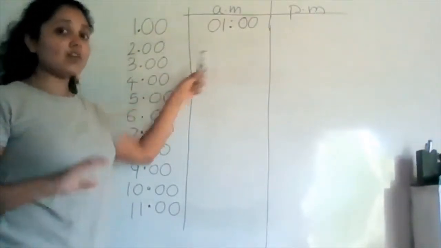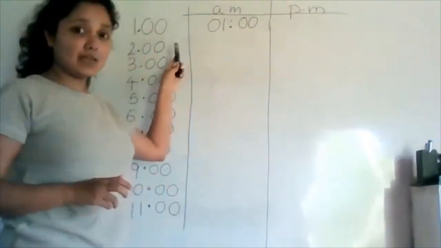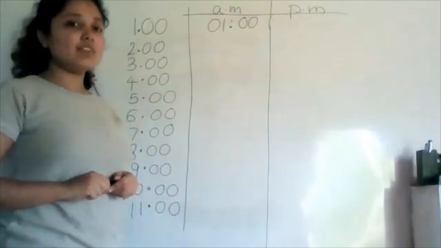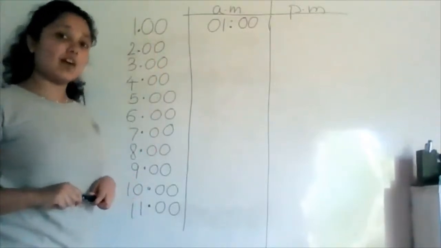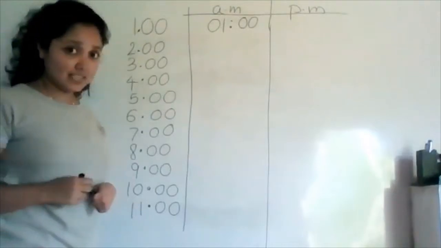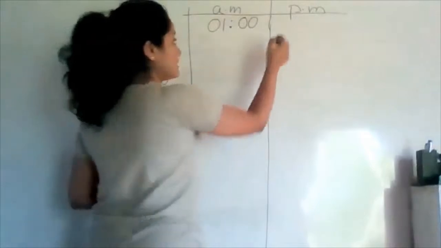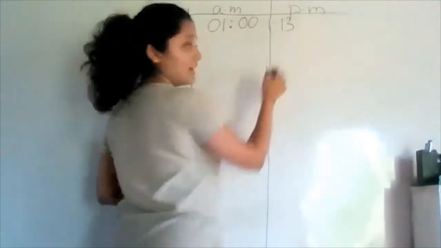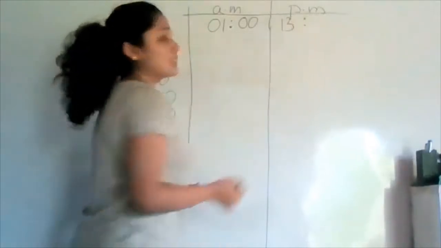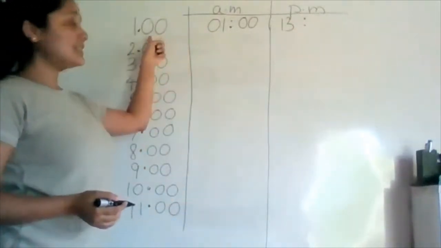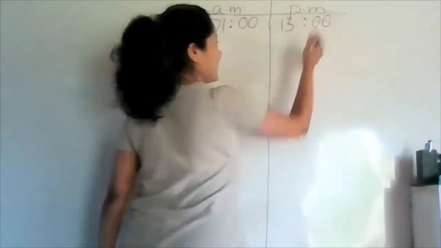So then let's move on to 1 p.m. If it is 1 p.m., what we need to do is add 1 to 12, right? Since this is 1, we need to add 1 to 12. So then that is 13. That means the hours are 13, then double dots. And since we cannot see any minutes here, the minutes are zeros.